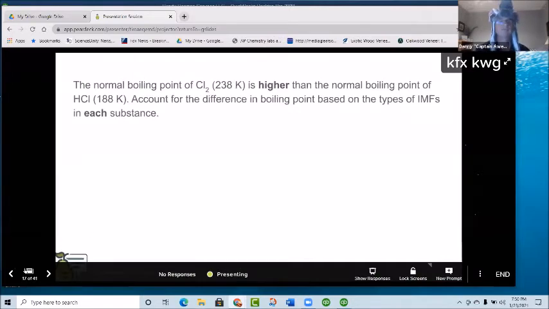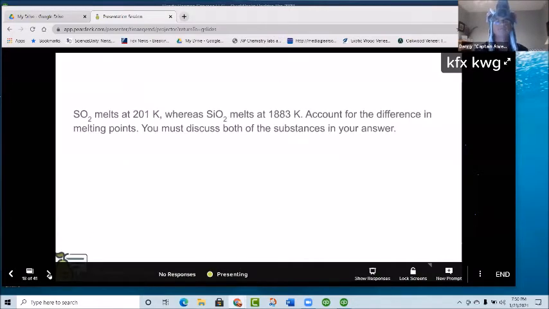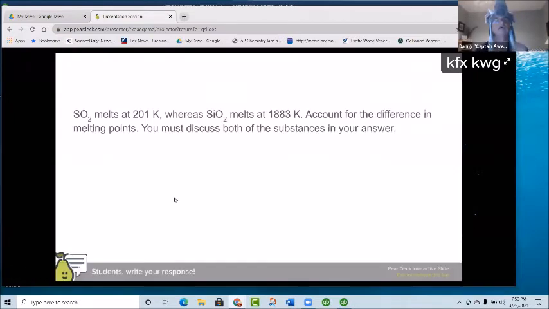All right, I'm going to skip this one real quick, so don't type in an answer, just because I feel like I'm running behind. See how SO2 melts at 200? SiO2 melts at 1883. So here's the thing I want you to pay attention to. See how the melting point is not just higher, but it's ridiculously higher.